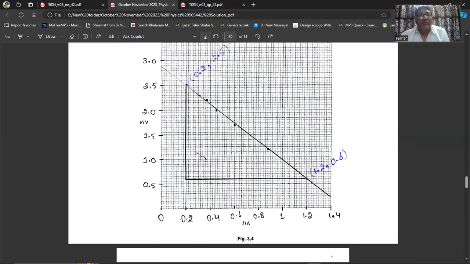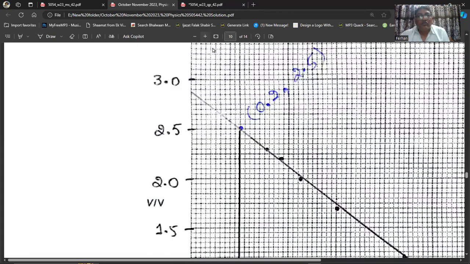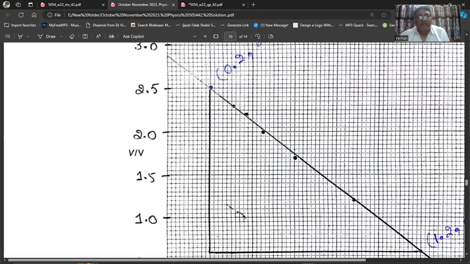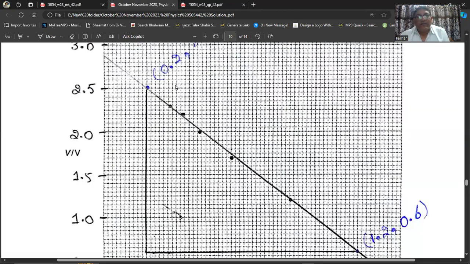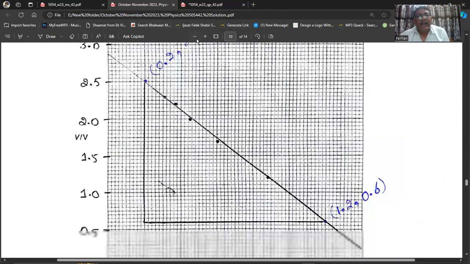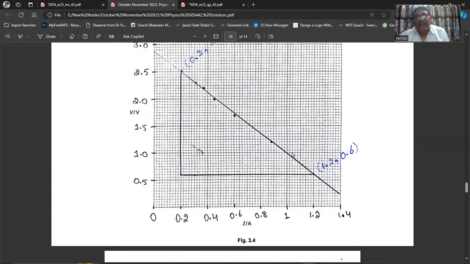Let me show you. So this becomes too large, I think. So you can see I plotted this point, this point, this point, this point, and this point. Then I have drawn the line of the best fit.